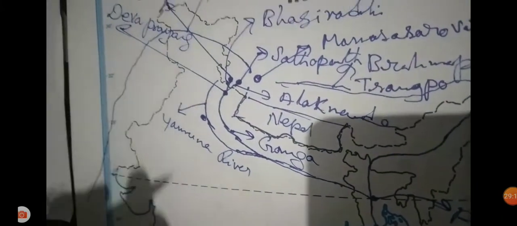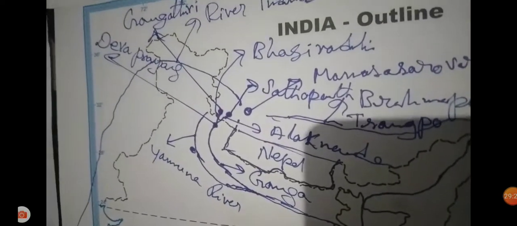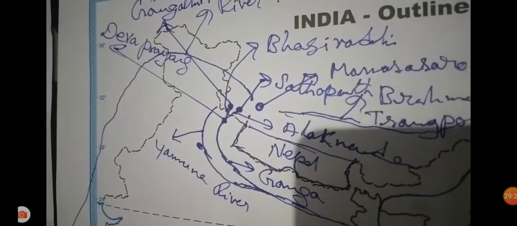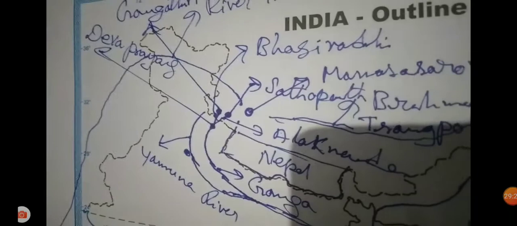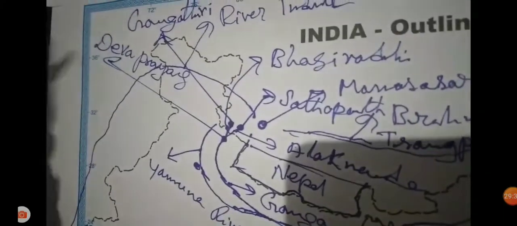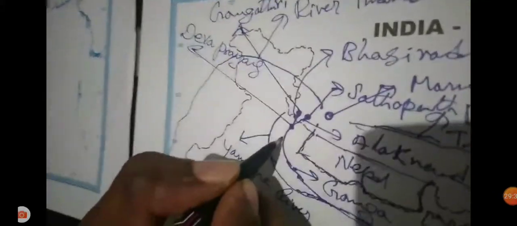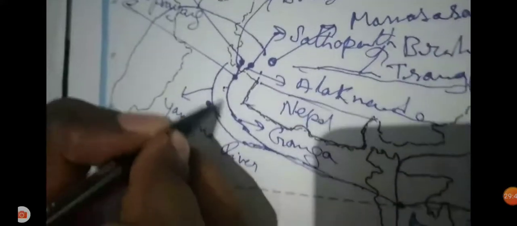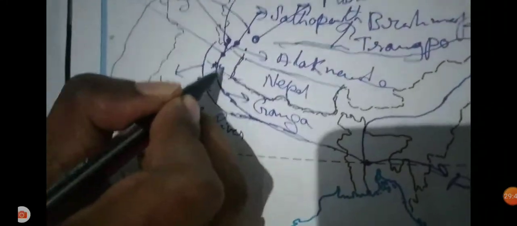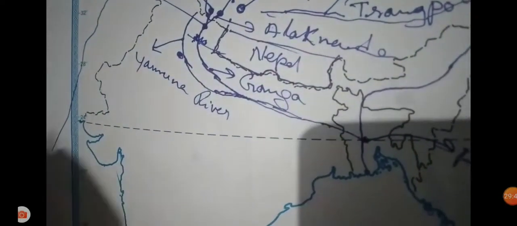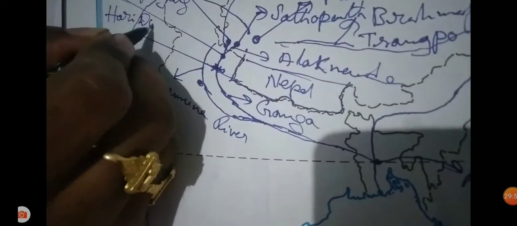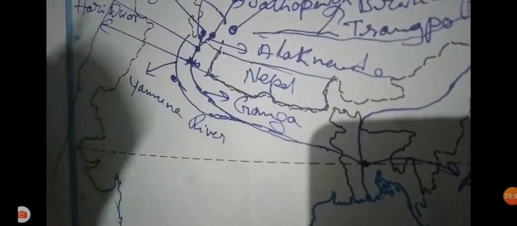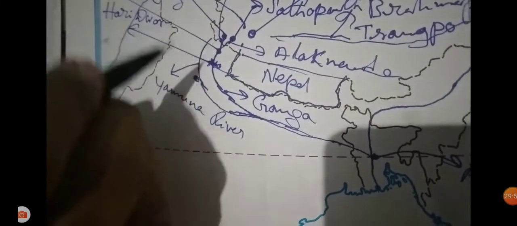The Ganga has twin sources: Alaknanda, whose birthplace is the Satopanth Glacier, and Bhagirathi, whose birthplace is Gangotri. The twin sources join together and move towards the south to Haridwar. Crossing Haridwar, it enters the Indo-Gangetic plains and moves towards the east.